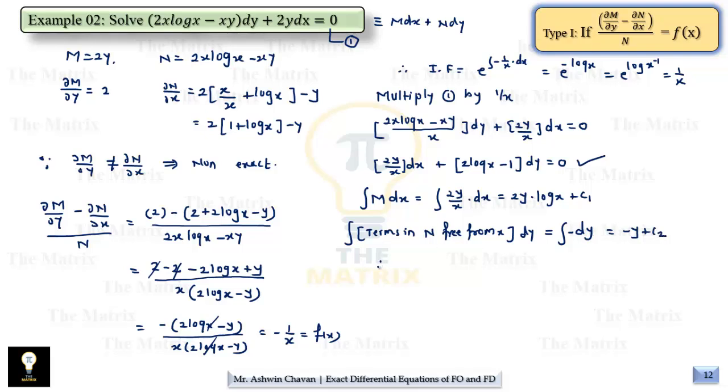So therefore the solution to this differential equation is the addition of equation 1 and equation 2. That's why 2y log x minus y is equal to c. C contains all the combinations of c1 and c2. So this way a differential equation which is originally non-exact can be made exact if we multiply by its integrating factor. There are many integrating factors. We are looking at the first form.